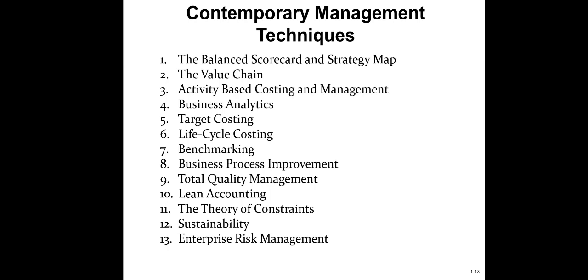So the first one is the balanced scorecard, and then value chain, activity-based costing and management, business analytics, target costing, life cycle costing. Number 7, benchmarking. Number 8, business process improvement. Number 9, total quality management. Number 10, lean accounting. Number 11, the theory of constraints. Number 12, sustainability. 13, enterprise risk management.